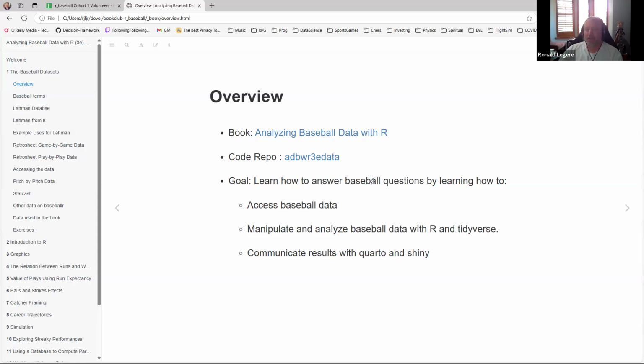And finally, there's a section toward the back about how to communicate these results to others using Quarto and Shiny. So if you've not used Quarto before, there's a chance to learn about that. Whether you have or have not used Shiny, there's a chance to either learn about Shiny or exercise your Shiny skills at the end of this book, which would be kind of fun. Shiny baseball, I like it.